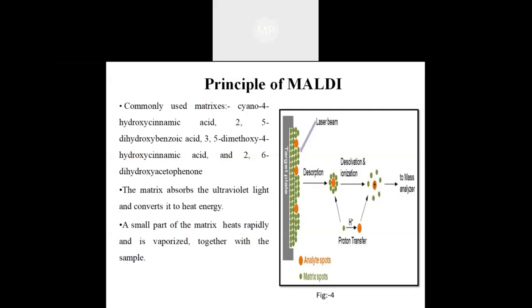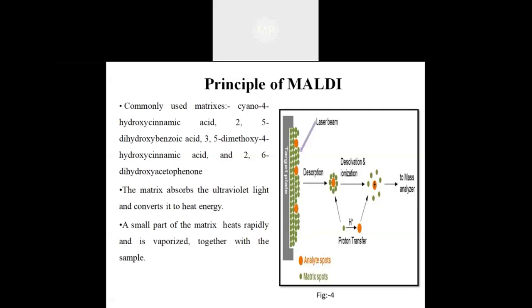The target plate is composed of conducting metals, and the matrix and analytes are deposited, and then the sample is ionized on the spot where it gets excited, by using a laser beam such as infrared or UV. So from figure 4 we can see this is the target plate, and here the green spots show the matrix spots, and the orange color shows the analyte spot.